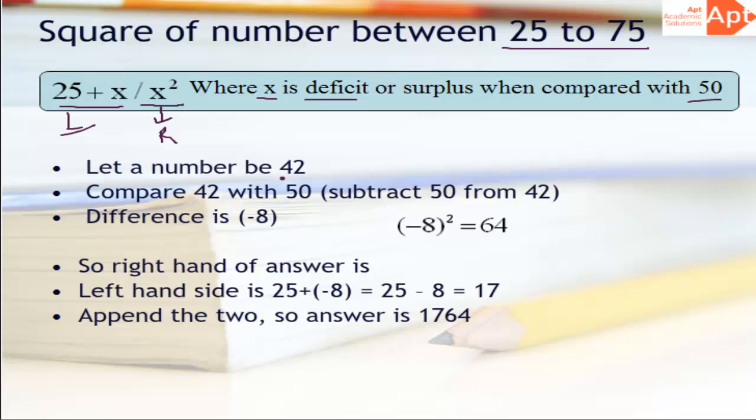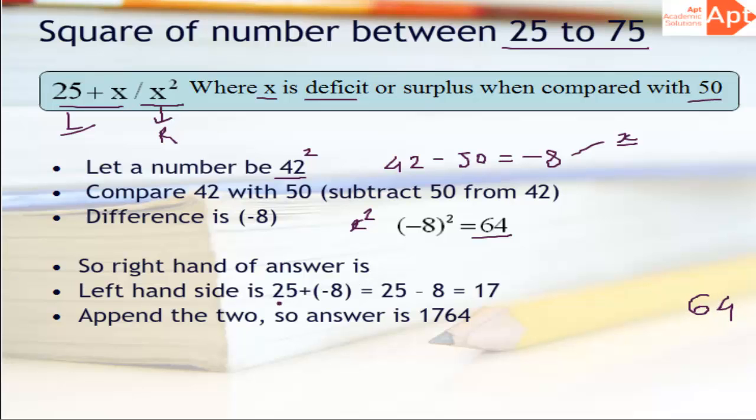For instance, if you want to do a square of 42, the very first step will be to compare 42 with 50. So it means we will subtract 50 from 42. So what is my answer? My answer is minus 8. So naturally this minus 8 is the x. The x square is going to be 64. Our right hand side of the answer will be 64.